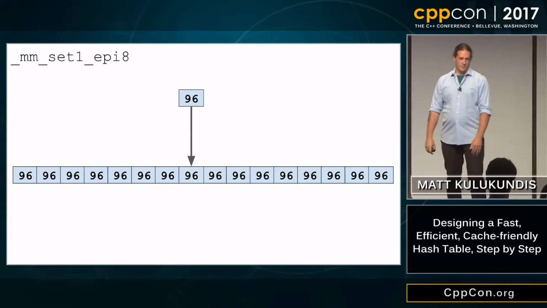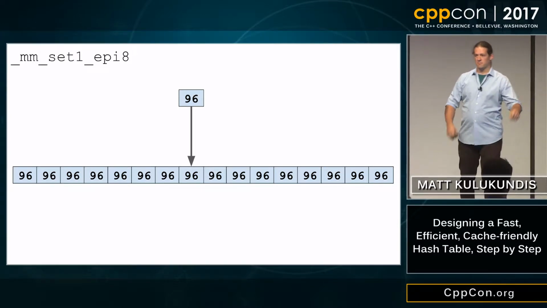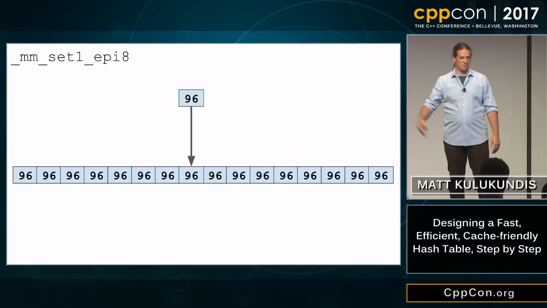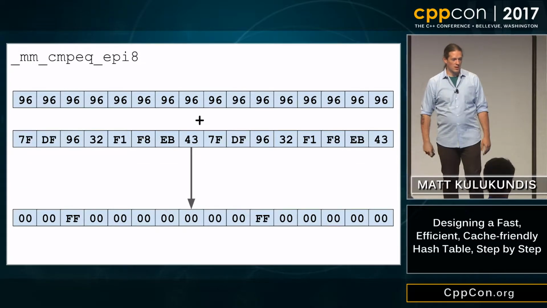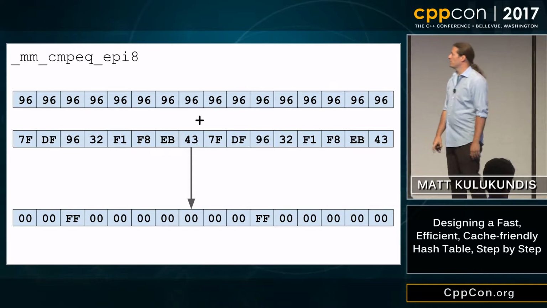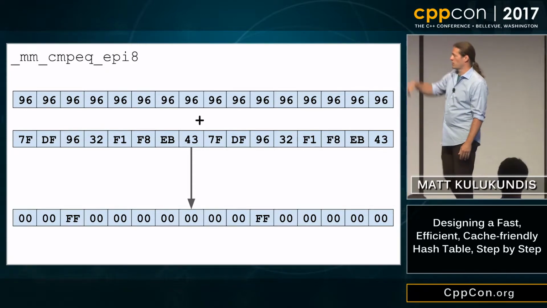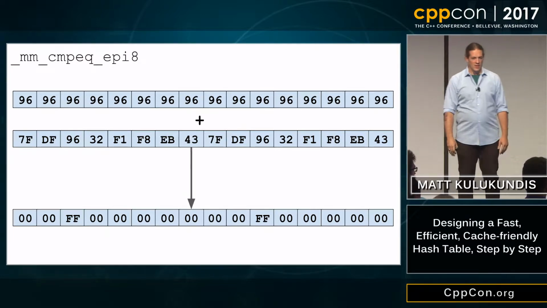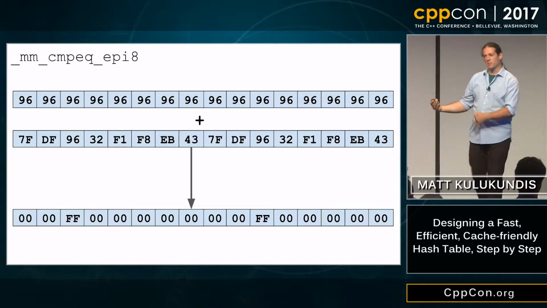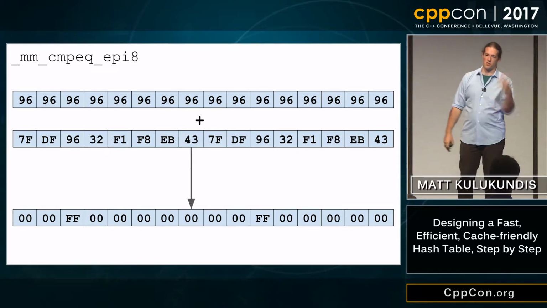Set1 EPI8 will initialize a 128-bit vector of 16 8-bit things. It's just splatting it out again. It's pretty simple. Compare EQ, EPI8, takes two 128-bit things, and it gives you masks of 0 or FF where the bytes line up. Also pretty simple. It turns out most assembly instructions are pretty simple. It's just when you combine them really densely in code with a lot of underscores that your eyes start to bleed and you're like, why did I do this?